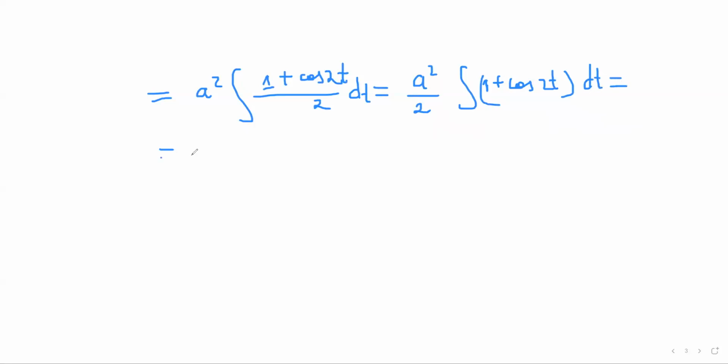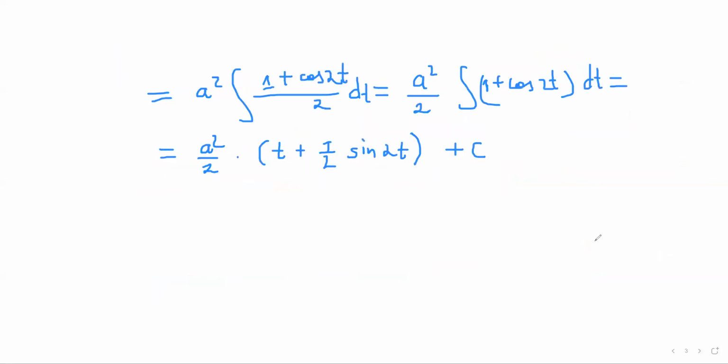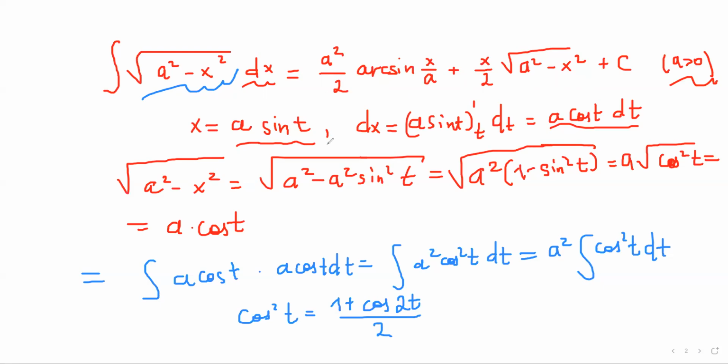So we have here a squared divided by 2 times, using just our primary knowledge of integrals, t plus 1 out of 2 sine 2t plus c. So you can see, comparing with our original integral, we had the variable x, but in the final integral, we have the variable t. Of course, it's better, not always, but in our case, to come back to our original variable x.